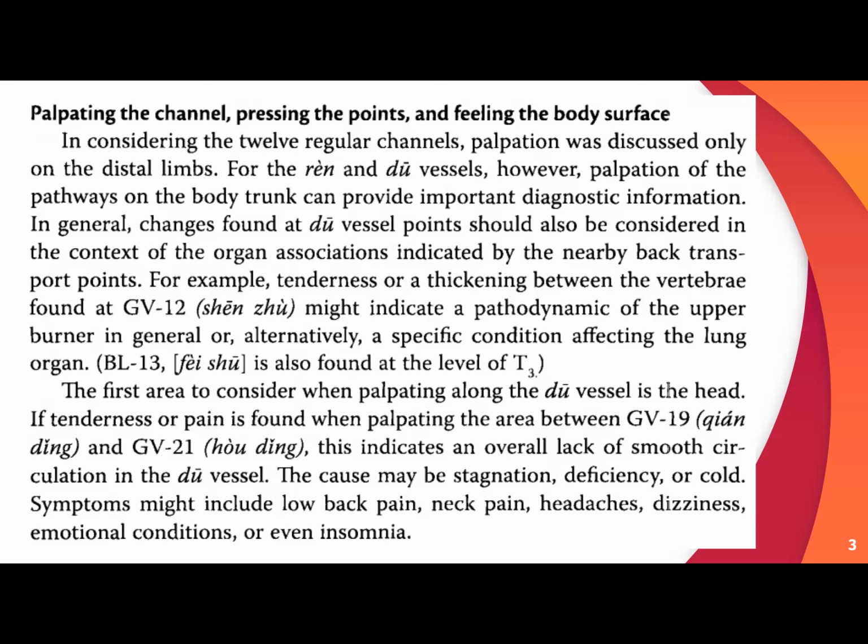For example, tenderness or a thickening between the vertebrae found at GV12 might indicate a pathodynamic of the upper burner in general, or alternatively, a specific condition affecting the organ. As Bladder 13 is on the same level as GV12, it's also found at the level of the third thoracic vertebra.